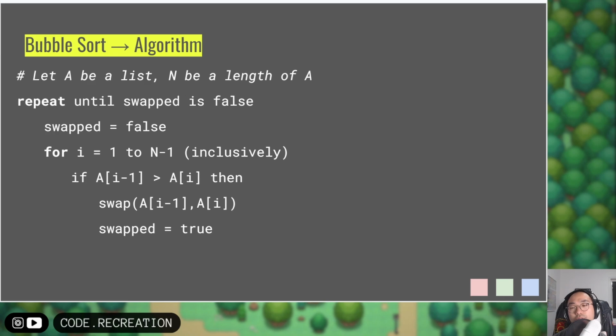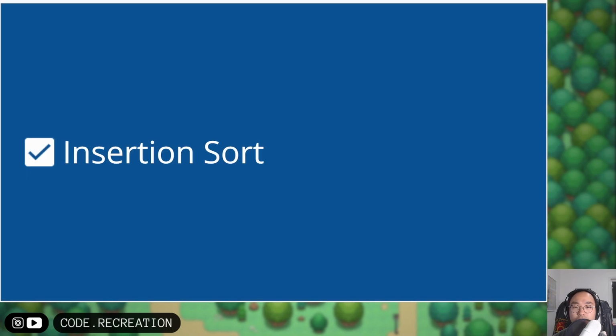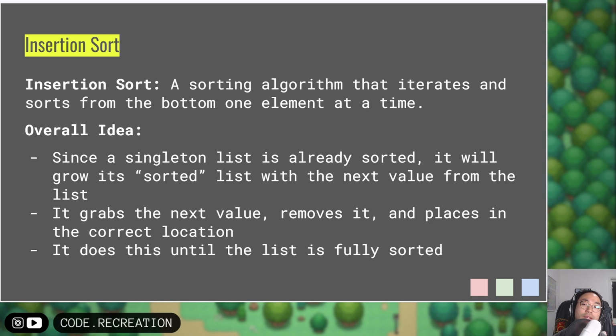We're not going to worry about it too much because we're going to be coding in VS Code. So let's move on to insertion sort. Insertion sort is a sorting algorithm that iterates and sorts from the bottom one element at a time. Overall idea: since a single item in a list is considered to be sorted, we move on to the next value in that list, and we consider the very starting value as a sorted list. And then as we continue to look at the next values in our list, if when we compare it to our previous values it's less than those values, we're going to put it in the proper place, and so on.